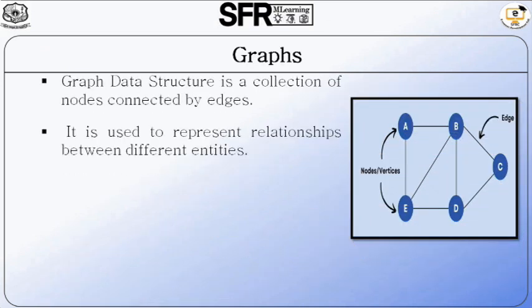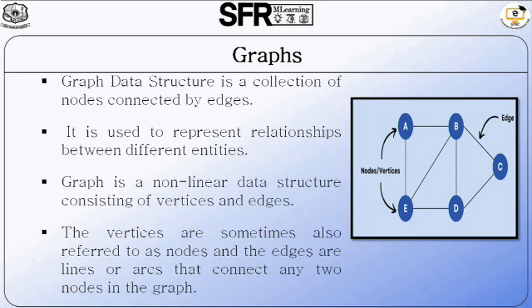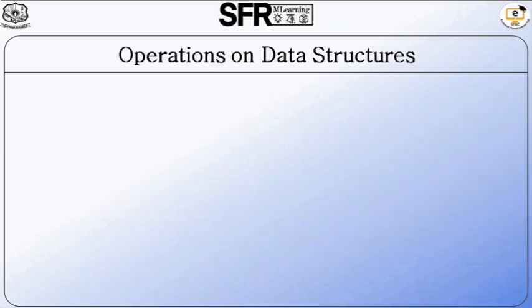Graphs. A graph is a non-linear data structure which is a collection of vertices, also called nodes, and the edges that connect these vertices. Graphs represent the relationship between different vertices. A node in the graph may represent a city and the edges connecting the nodes can represent roads. Here the diagram shows a graph that has 5 nodes.